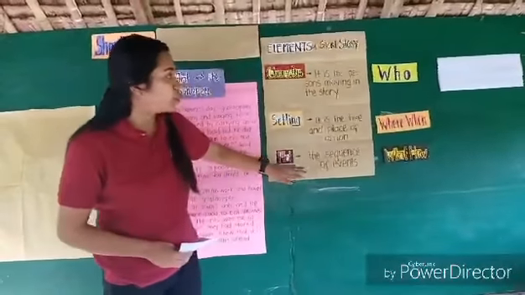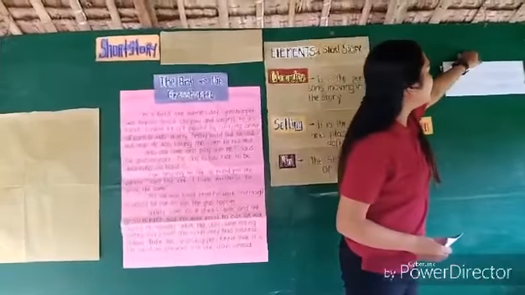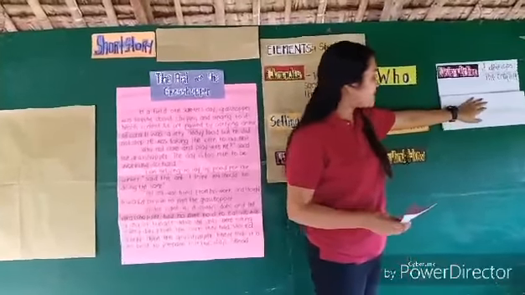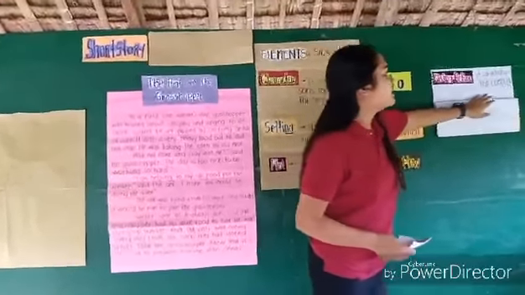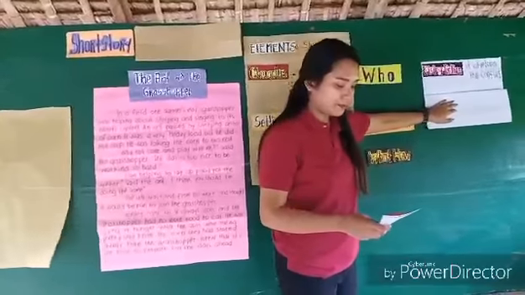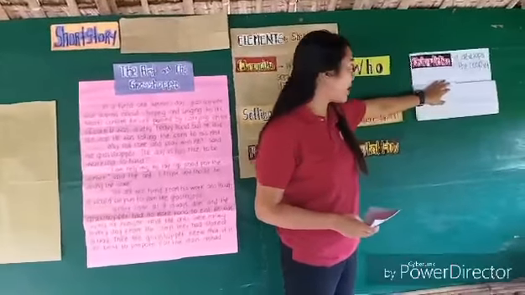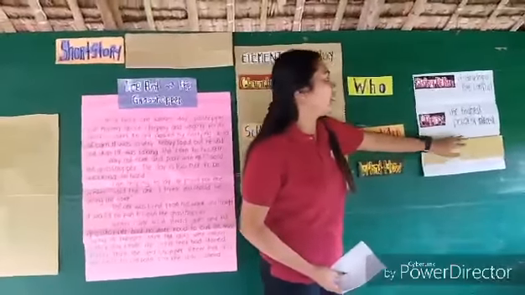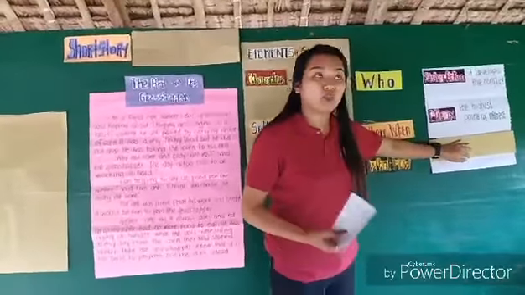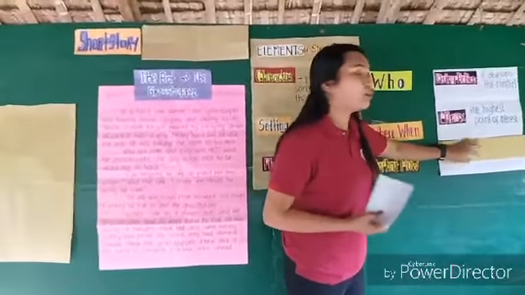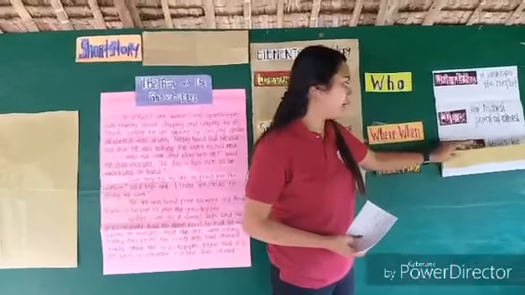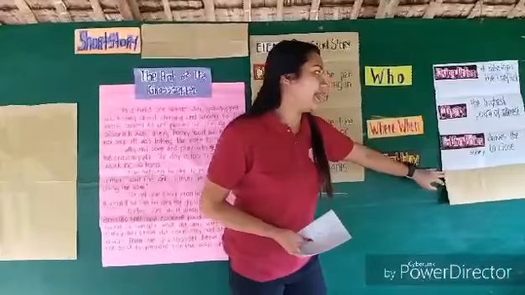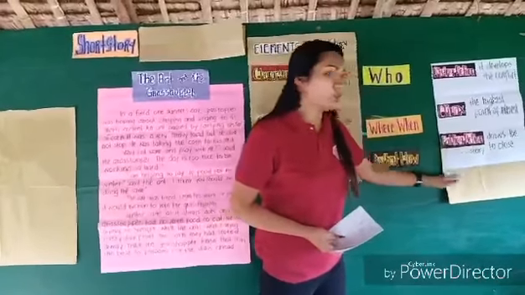But under the plot, we have number 1, the rising action. When we say rising action, it develops the conflict and leads up to the climax. Number 2, the climax, is the highest point of interest or intensity. And the third is the falling action. When we say falling action, it draws the story to a close.